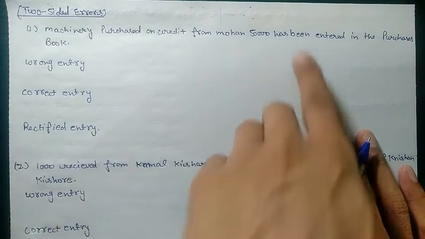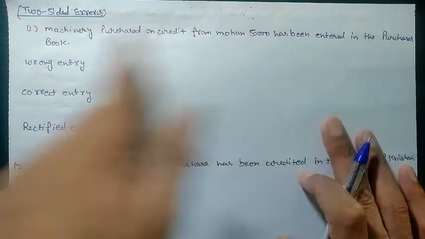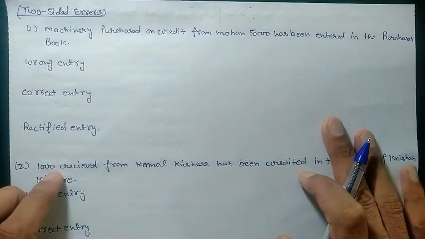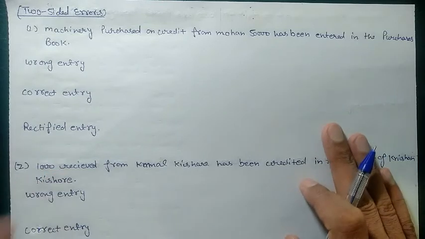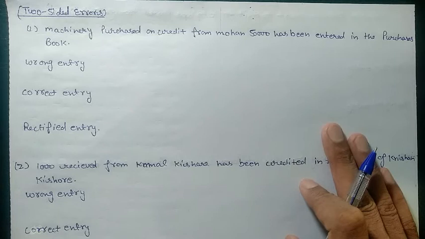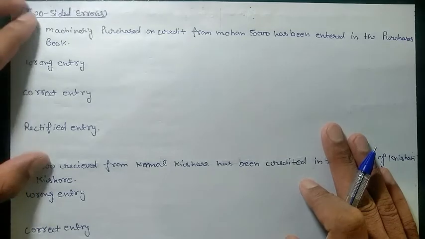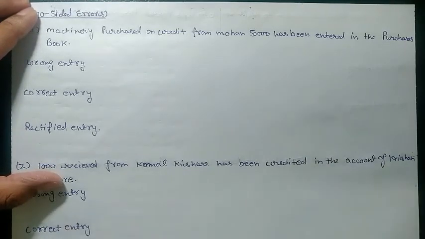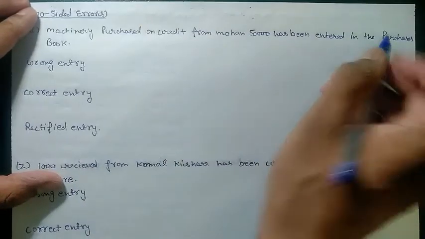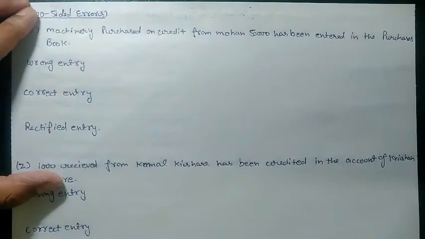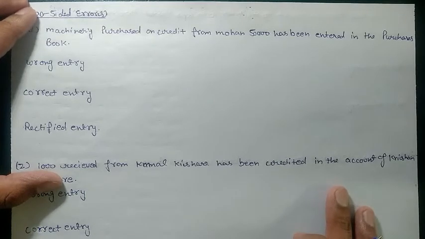But what we did was enter that entry into the purchase book. So how to correct that entry? First we have to post our wrong entry. We entered it in the purchase book, but because it is a capital expense, we should put it directly to the asset account, not to another account. Purchase account is for purchasing goods in which we are trading, but machinery is an asset for us.